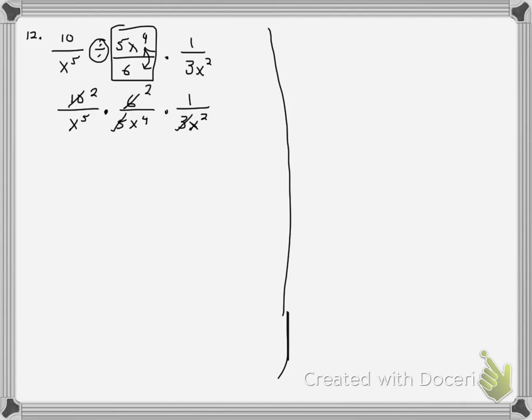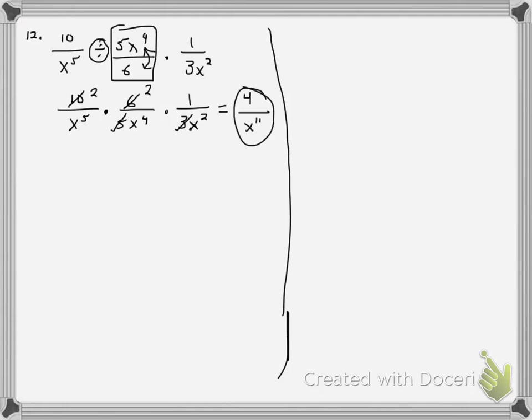And so in my numerator, I get 4. And in my denominator, I'm adding up my x's. X to the 5th is 5x's times 4x's times 2x's. That would be 11x's gathered together.